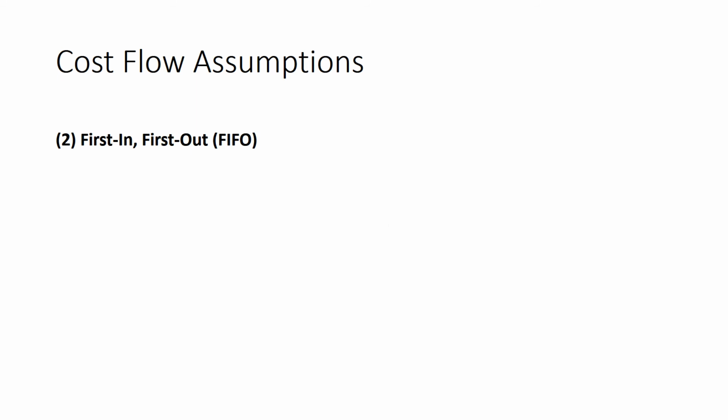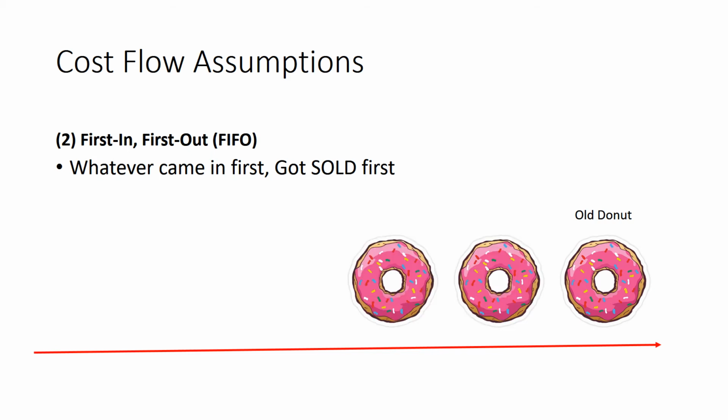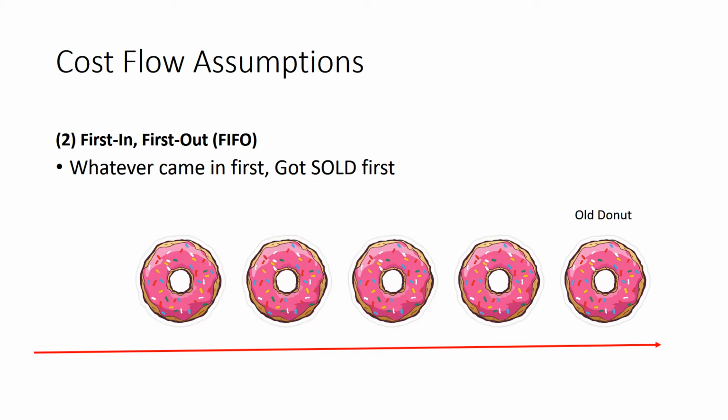First in first out is one of our major assumptions. It's also known as FIFO. This means whatever came in first got sold first. So let's think about our donut. Imagine that there's a conveyor belt. Whatever came first in the conveyor belt gets put in the beginning, so that's our old donut. And then for our purchases, the 5 donuts come in later.